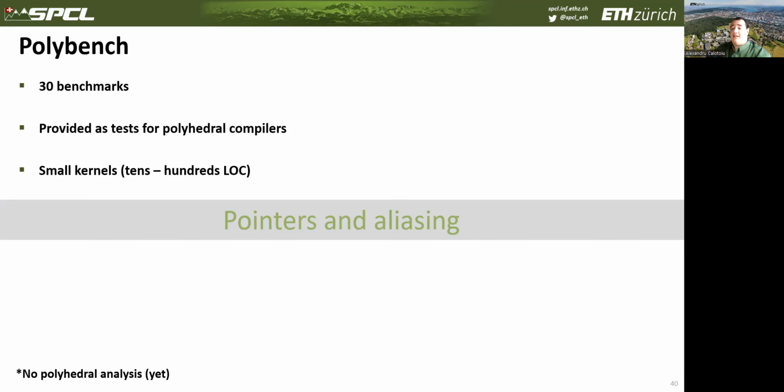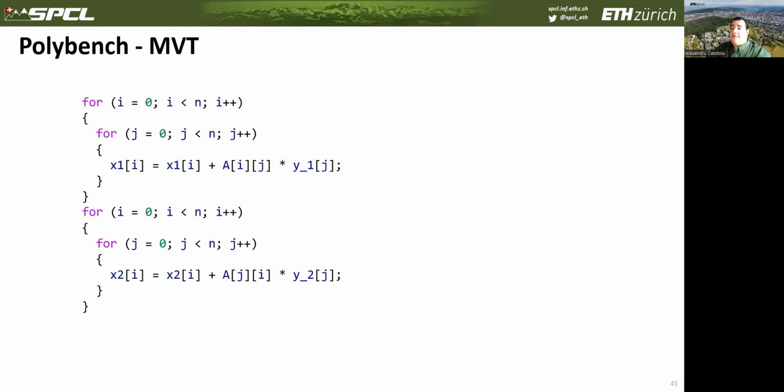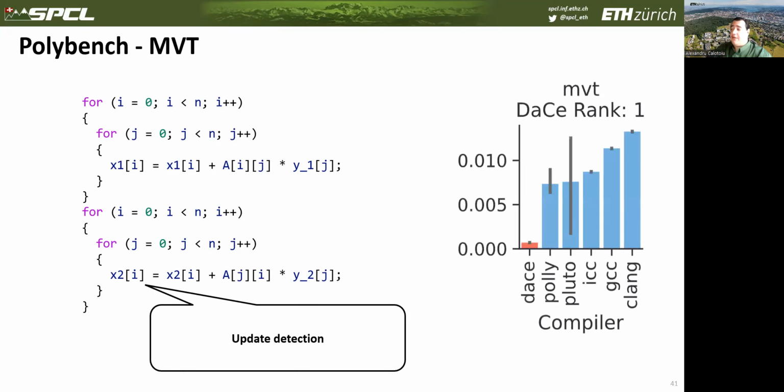However, we do look at the entire program, which helps a lot with pointers and aliasing and ensuring that that is not something that can happen. We do not require any manual tuning, and we also do not require any scopes. So we just look at the entire program and optimize it accordingly. To take one example, for the MVT benchmark, we observe here that data is updated and we are able to parallelize this benchmark. We are the only compiler that is able to correctly identify this pattern.